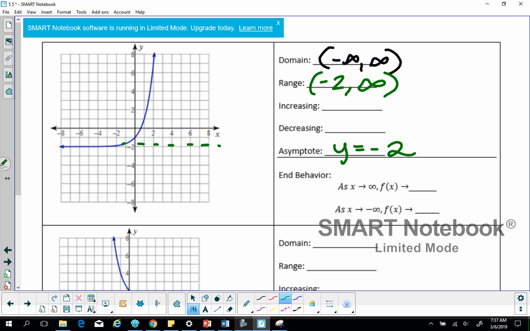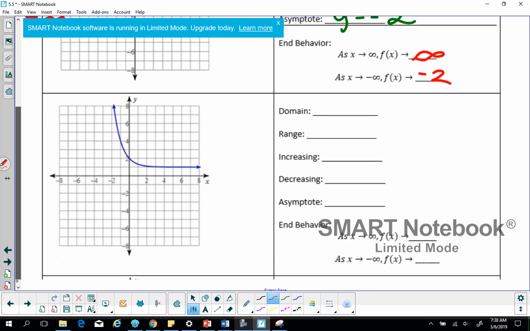Is this function increasing or decreasing? Increasing. See how it's going up? So it's increasing. And the end behavior. So that means as x approaches infinity, what's happening with my y's? Yep, they're going up to infinity. And as it approaches negative infinity, what's the y getting closer and closer to? -2. Beautiful.